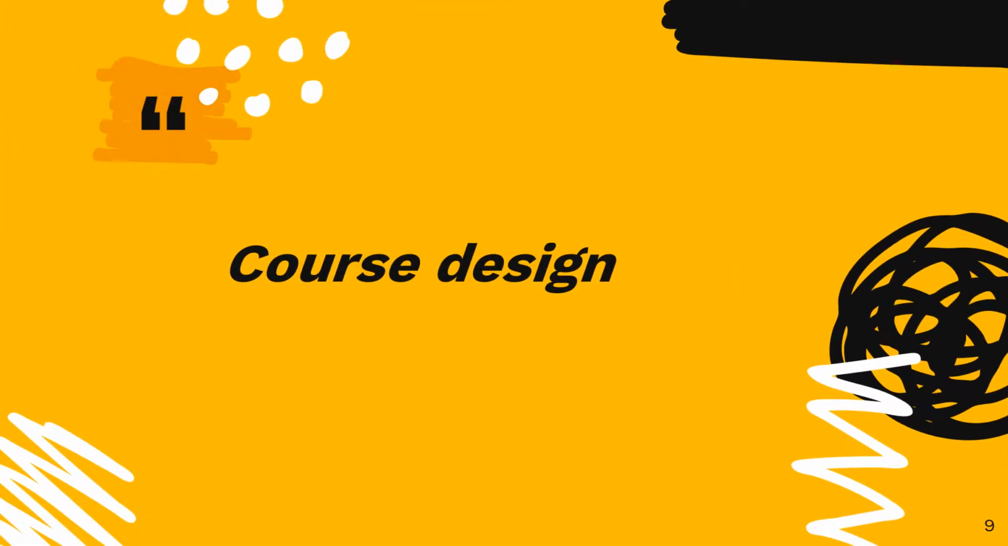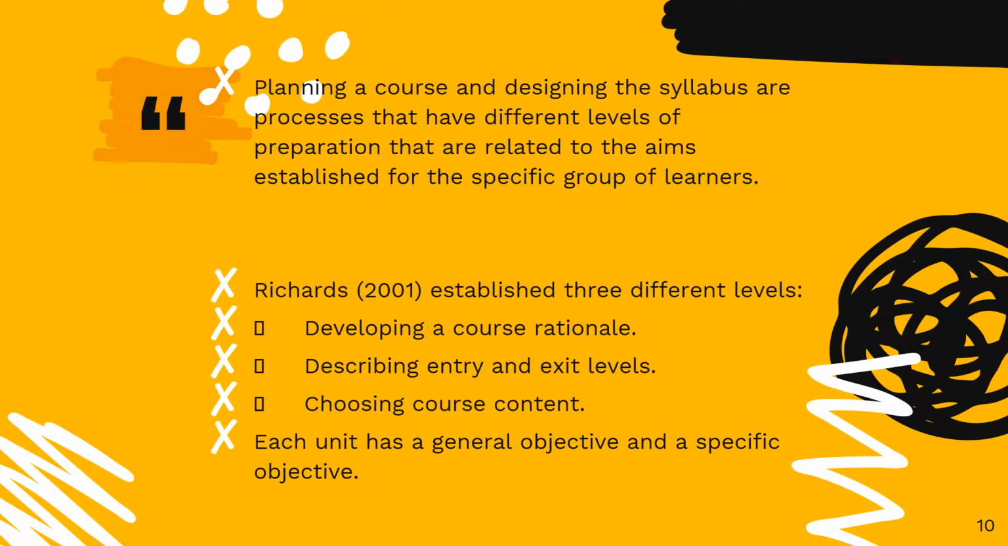Course design. Planning a course and designing the syllabus are processes that have different levels of preparation that are related to the aims established for the specific group of learners. Richards established 3 different levels. 1. Developing a course rationale. 2. Describing entry and exit levels. 3. Choosing course content. Each unit has a general objective and a specific objective.